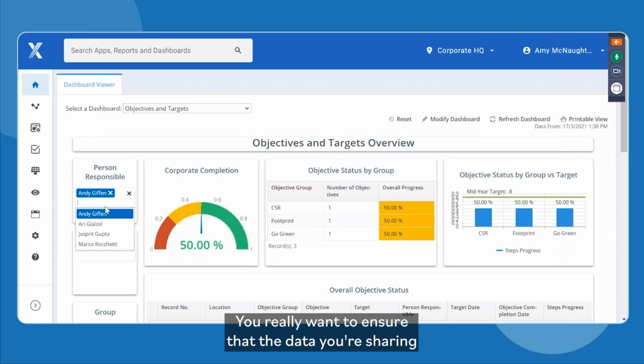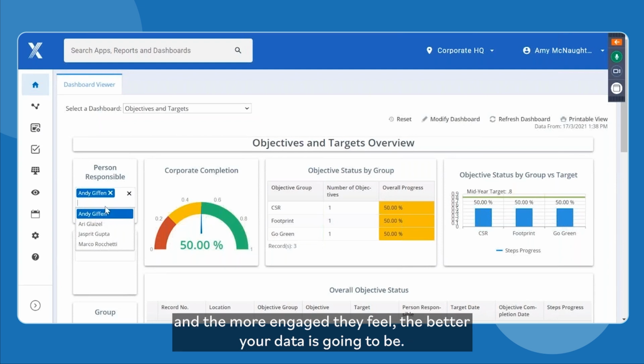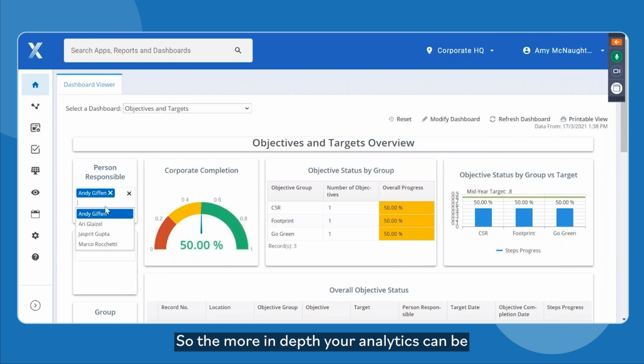You really want to ensure that the data you're sharing is not just for corporate. It's not just for your executives. It's also for those end users, because those end users are the ones that are giving you the data. And the more engaged they feel, the better your data is going to be. So the more in-depth your analytics can be.